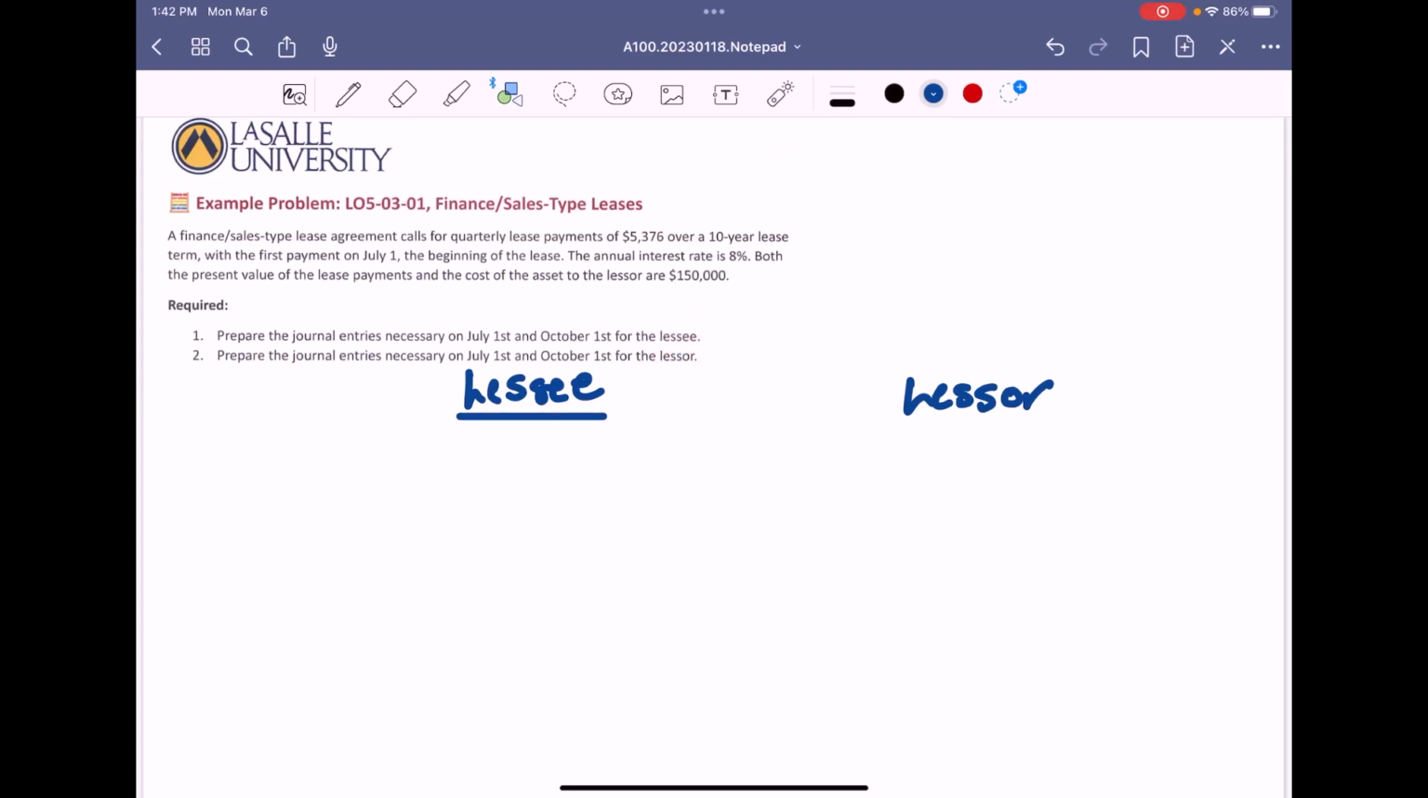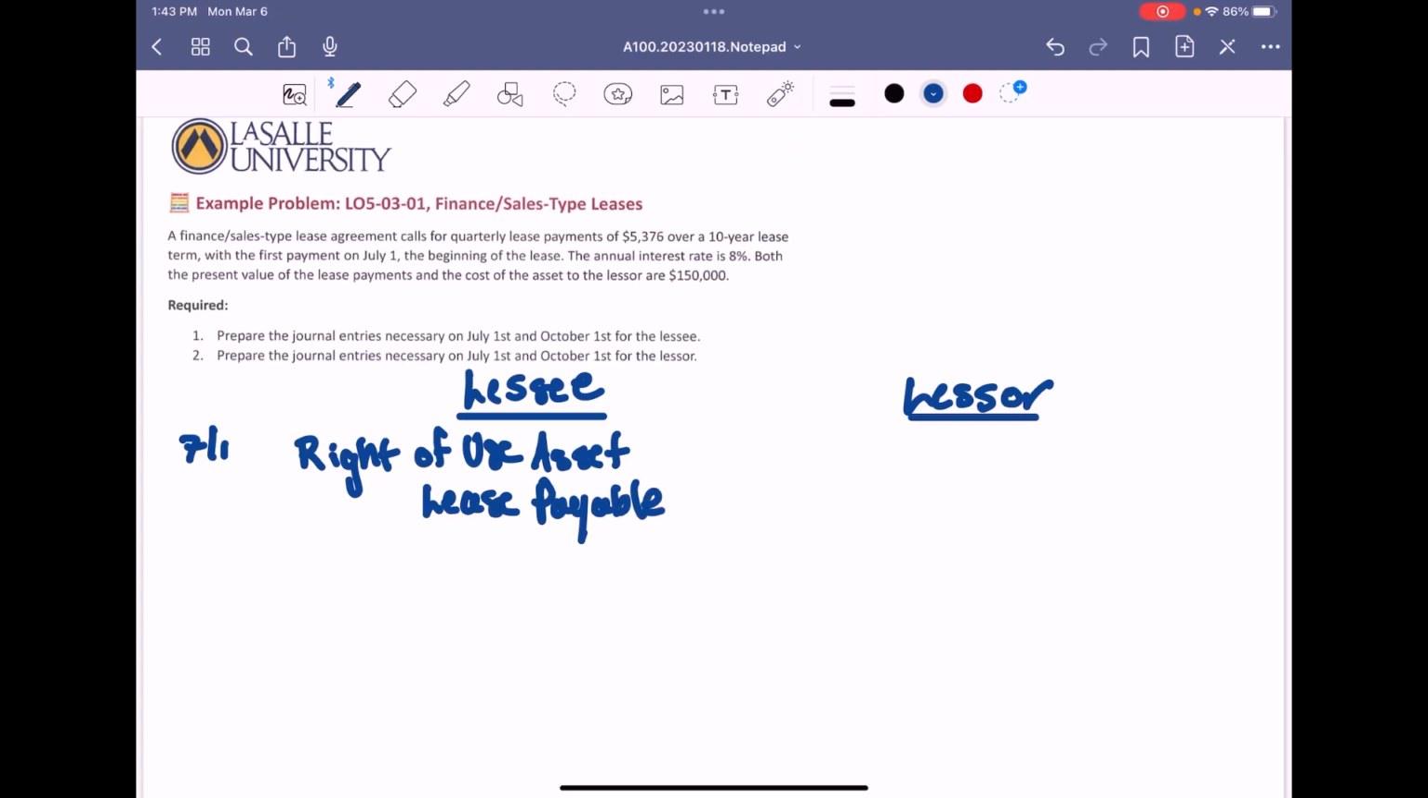And let's organize ourselves here, and let's look at the July 1st entries. July 1st, the lessee. So what happens on July 1st? On July 1st, the lessee gets the asset. So we're going to create a new asset, and when we're talking about a leased asset, we're going to call it a right of use asset. And we're going to simultaneously record a lease payable for the amount we owe on the lease.